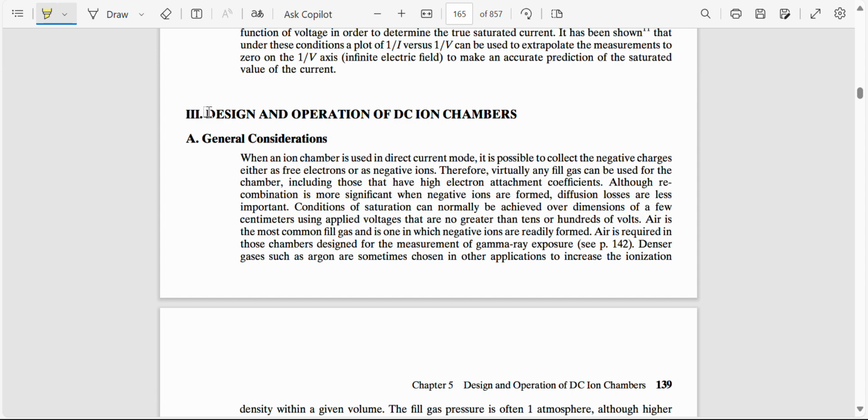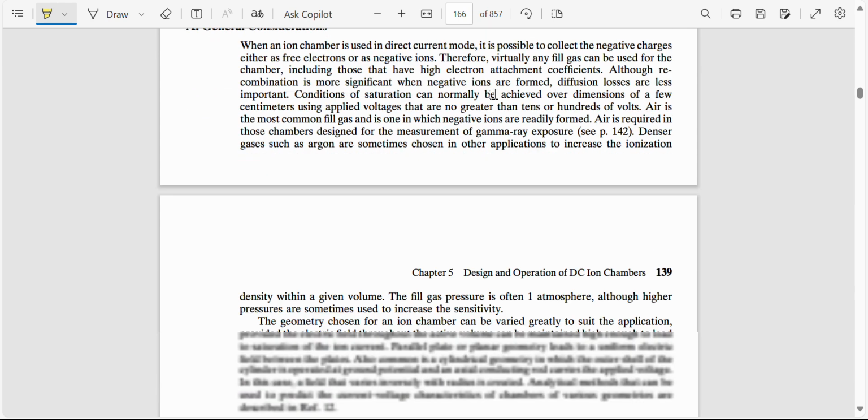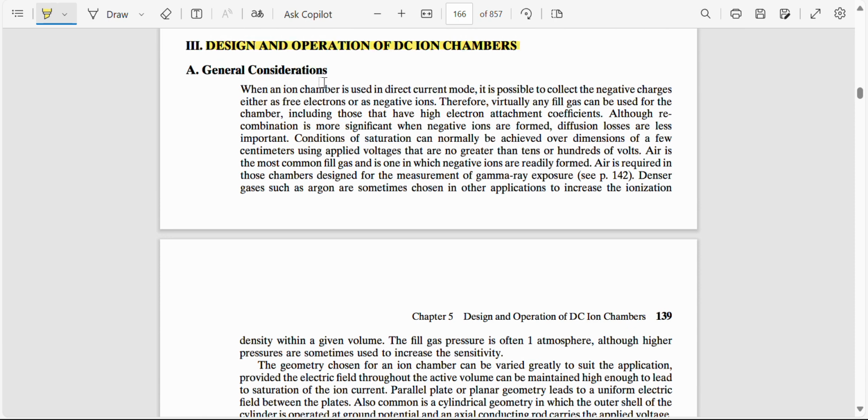Now let's move on to the next topic, which is the design and operation of the DC ion chamber. In this, you are going to use electrodes and a gas under pressure for fast reaction. What it says basically is that when an ion chamber is used in direct current mode, it is possible to collect the negative charge either as free electrons or as negative ions.